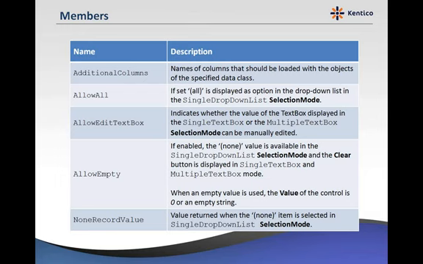So if you are, for example, performing some action that requires additional columns related to the object to be available, you need to specify those in the additional columns property.